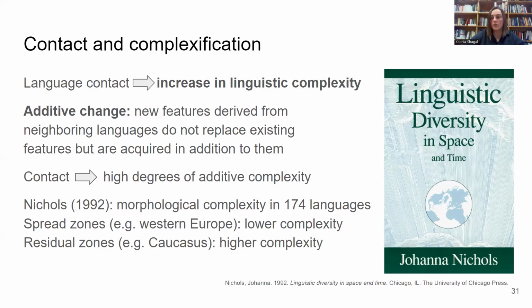There is a pioneering study by Johanna Nichols, where she had a very elaborate way of calculating morphological complexity in a sample of 174 languages, so across the world. And she showed that in spread zones, for instance, Western Europe, where the genetic diversity is not so high, and then there is always some kind of lingua franca, and generally languages are not in hardcore contact with one another, there is lower complexity, and in so-called residual zones with high genetic density, there is higher complexity. So that's like in the Caucasus, for instance.